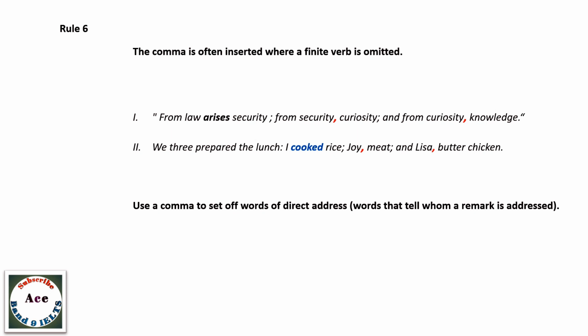Similarly, you use the comma to set off words of direct address. When you address someone in writing, place a comma after the name of the person. However, place the comma before the name of the person if the name appears at the end of your sentence.